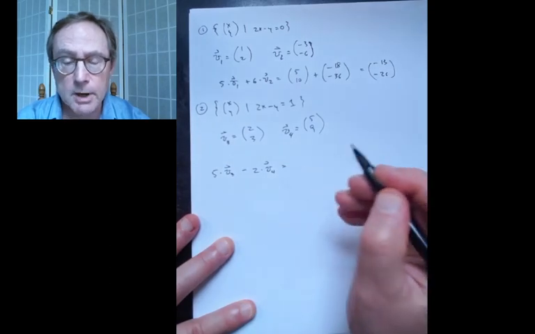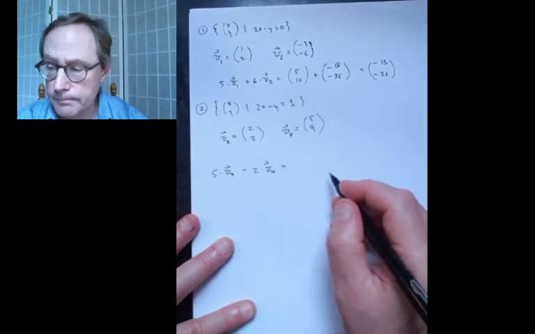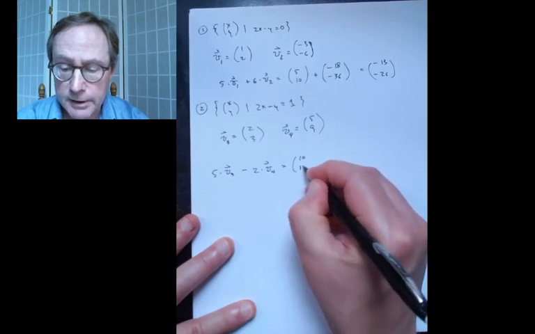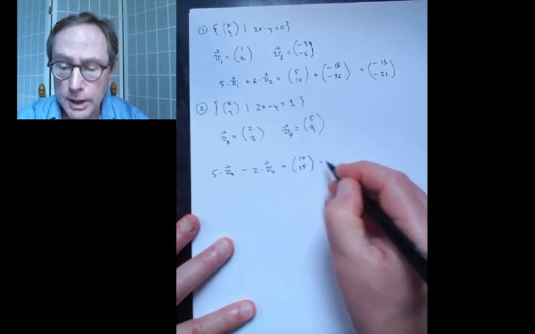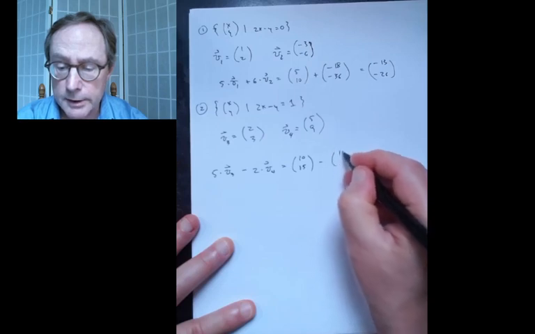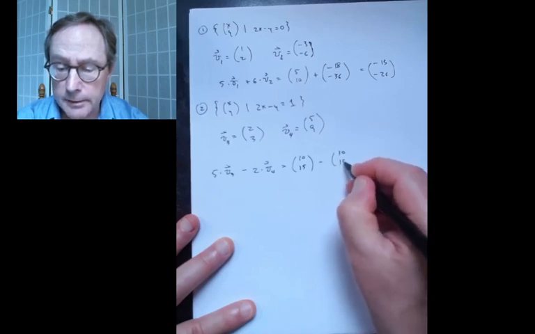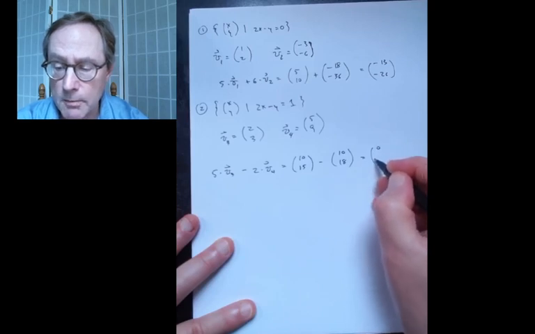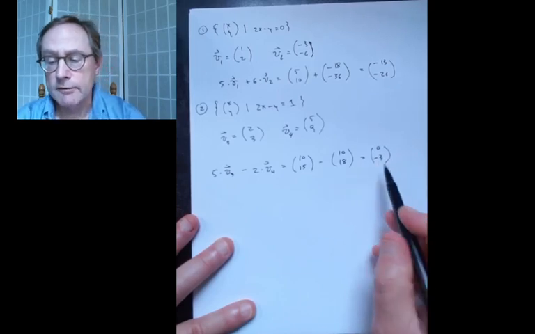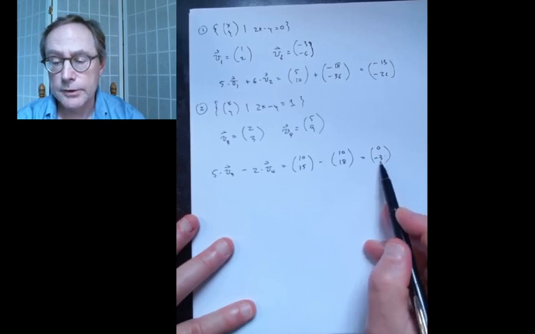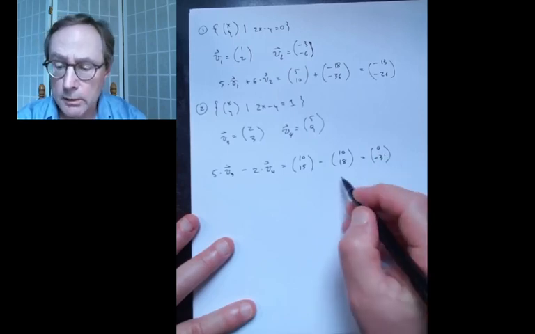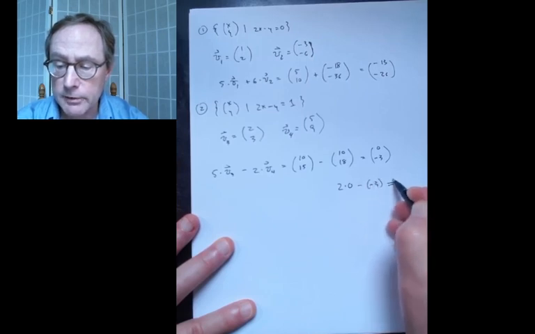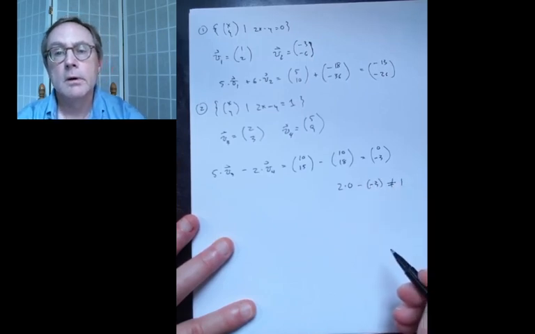I don't have anything in mind. I just made up some numbers. So 5 times v3 is what, 10, 15? And 2 times v4 is 10, 18. So when you do the subtraction, you get 0 minus 3. And it's obviously not the case that twice the first take away the second gives you 1. Twice the first take away the second does not give you 1.